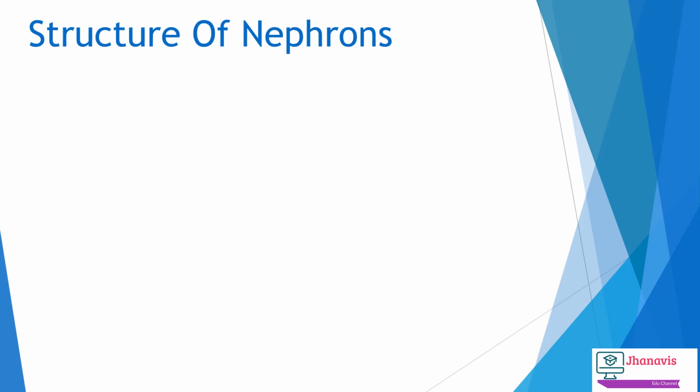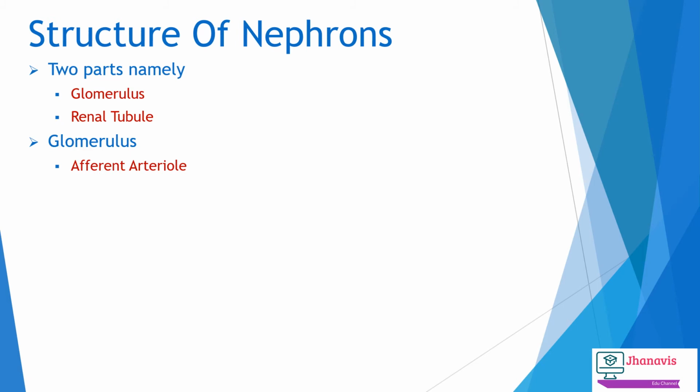Let's talk about the structure of the nephrons. When we go into detail about the structure of the nephron, you can see there are two parts in it, namely the glomerulus and the renal tubule. The glomerulus has two things in it: the afferent arteriole and the efferent arteriole.